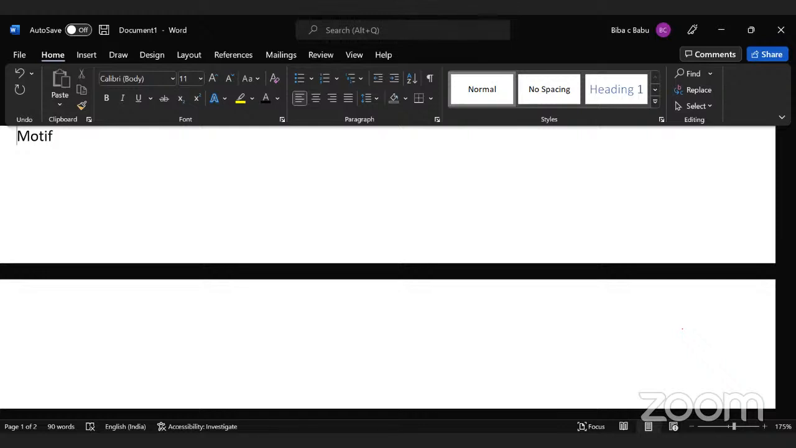It's an object or an idea that is repeatedly used. It has a symbolic meaning. For example, when you see a red rose, what do you think about first? It's a romantic symbol, right? Love, symbol of love. So that flower is a motif.